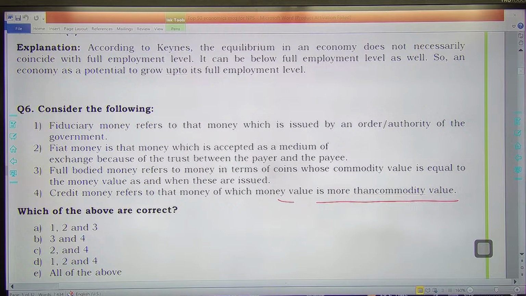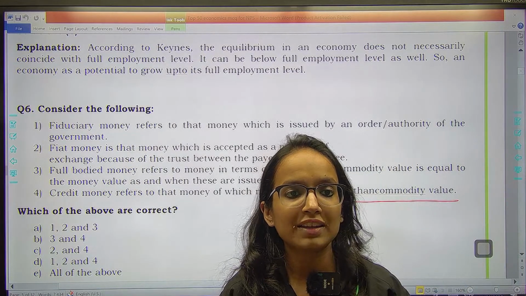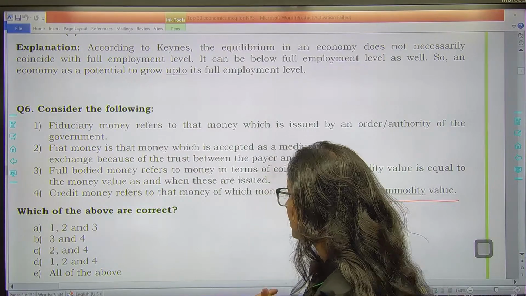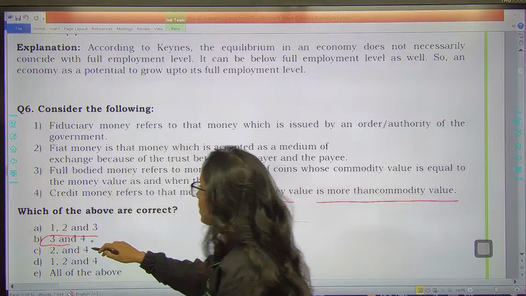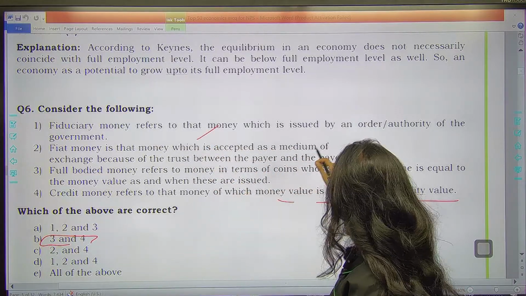Also, while you are answering the questions, please mention the question number, because I need to understand which question you are answering. B, 3 and 4. Okay, so 3 and 4 are correct, you are saying. Okay, so fiduciary money is that which is issued by order?